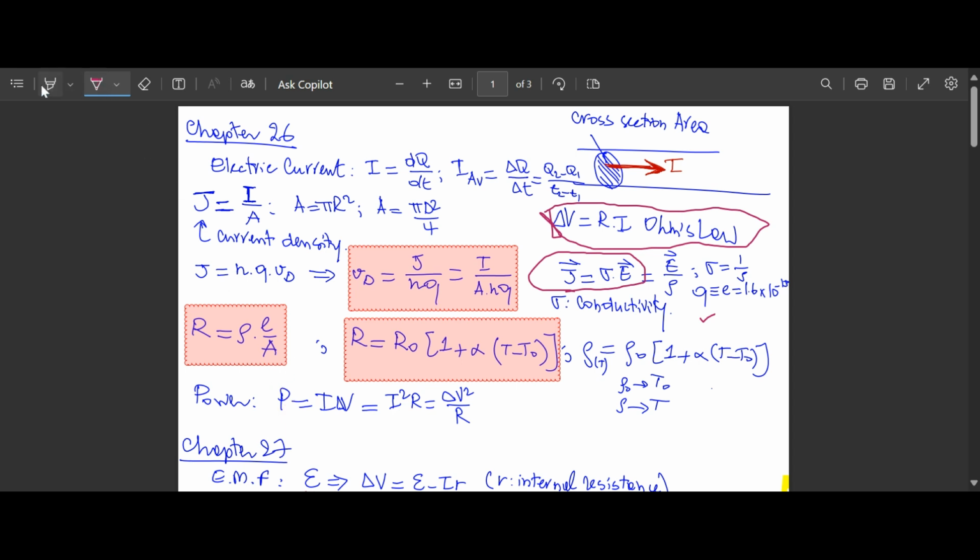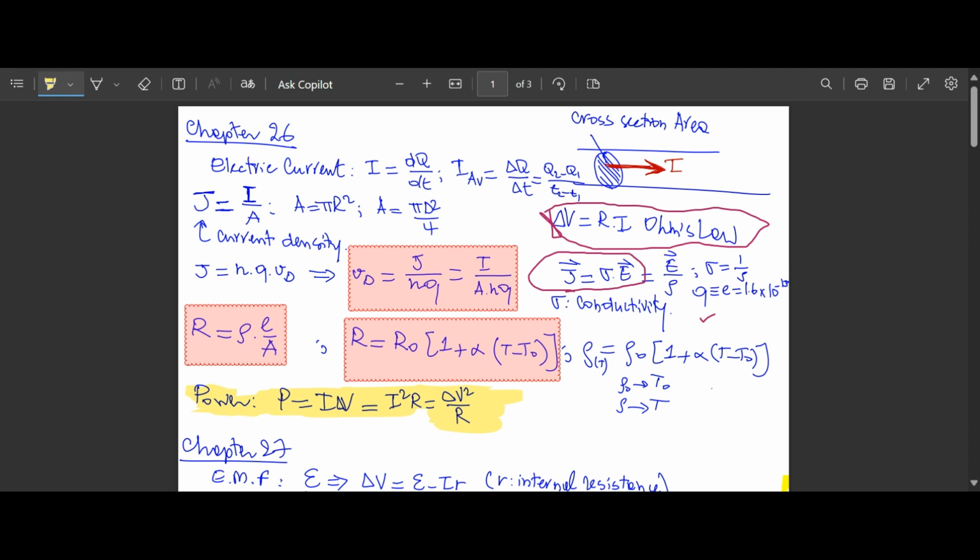Ohm's law also tells you that the power is equal I delta V, which is equal I square R, which is equal delta V square over R, depending on what you have. If I give you delta V and R, you do this one. If I give you R and I, you do this one. If I give you delta V and I, you do this one. Right, Shabab? So Ohm's law is three relationships. Number one, delta V is equal IR. Number two, P is equal I delta V, I square R, delta V square over R. And number three is J is equal sigma E or E over rho. All these three relationships are called Ohm's law. They are the most important thing in this chapter.